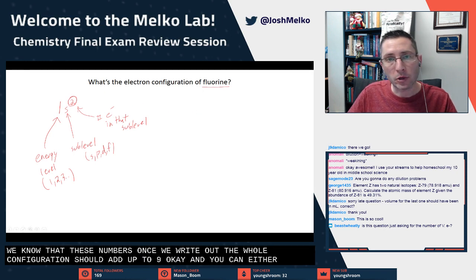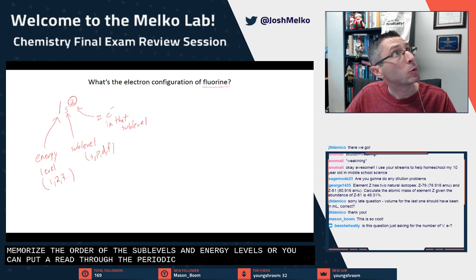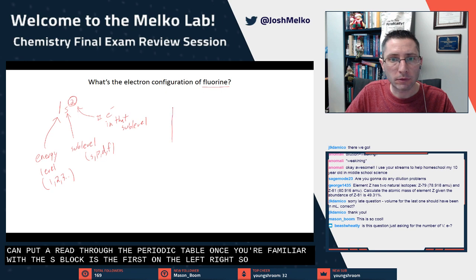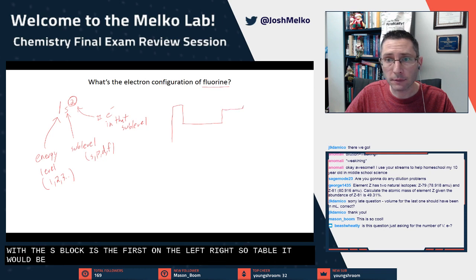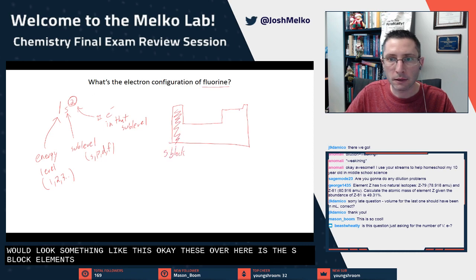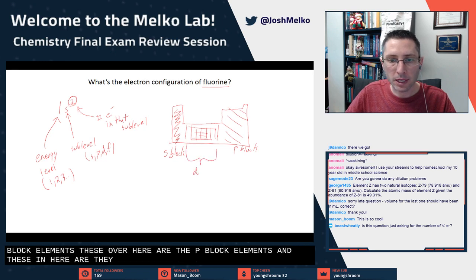Okay, and you can either memorize the order of the sublevels and energy levels, or you can read through the periodic table once you're familiar with the S block, which is the first 2 columns on the left, right? So if a poor artist was to draw the periodic table, it would look something like this. These over here are the S block elements. These over here are the P block elements. And these in here are the D block elements.